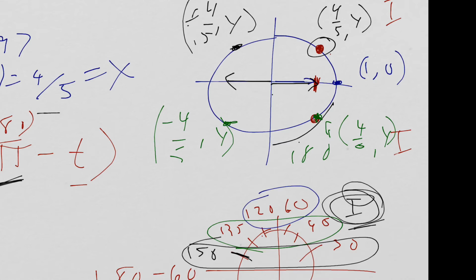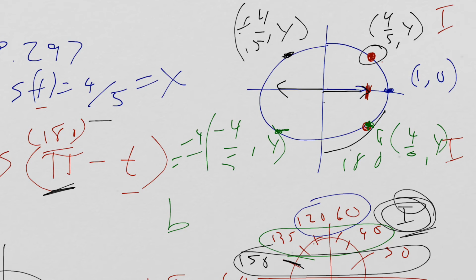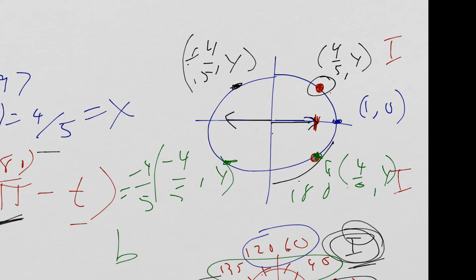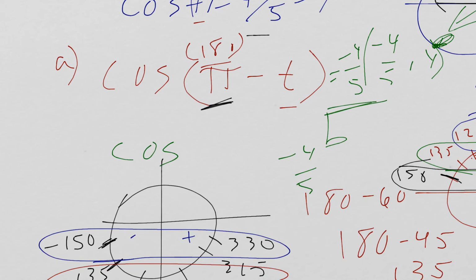The last one, part B, so this would be negative 4/5. Part B is going to move it from here to here, or from here to here, because we're adding 180. So again, it's going to have the same effect. It's going to change it to negative 4/5. If I have cosine of an angle plus 180, it's going to change it to a positive 4/5.